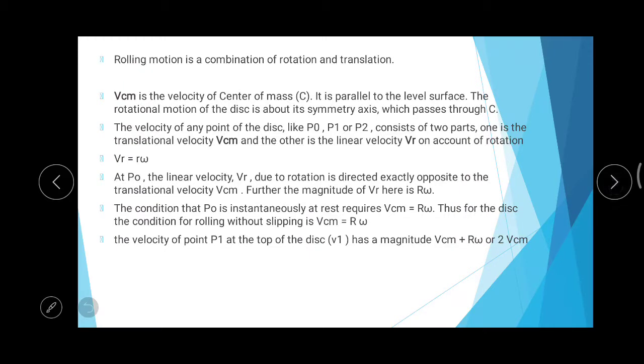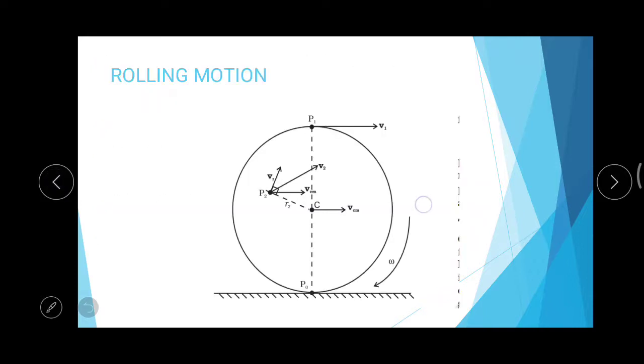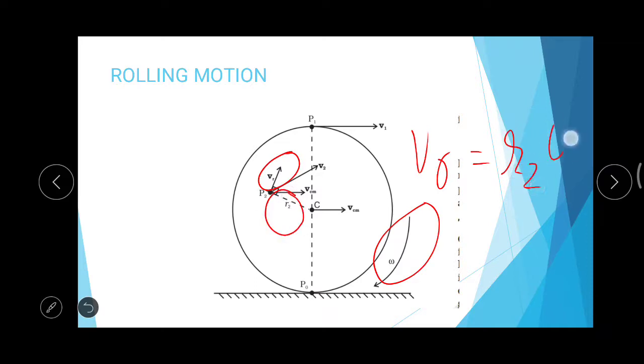Hence the angular velocity and this VR can be related as VR is equal to R2 omega, since the radius here is R2. Or if you take R as the radius of the circular path in general, then VR equals R into omega.